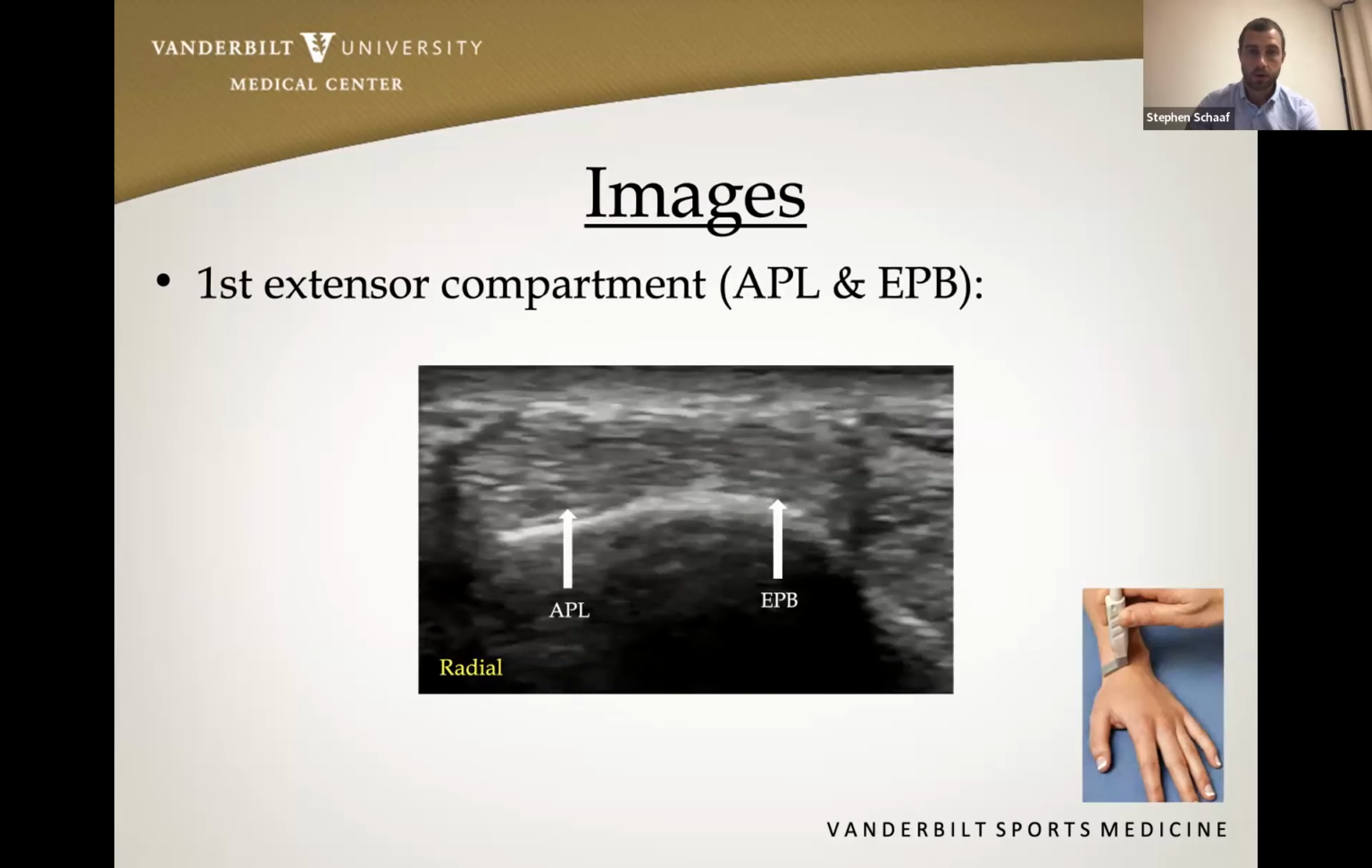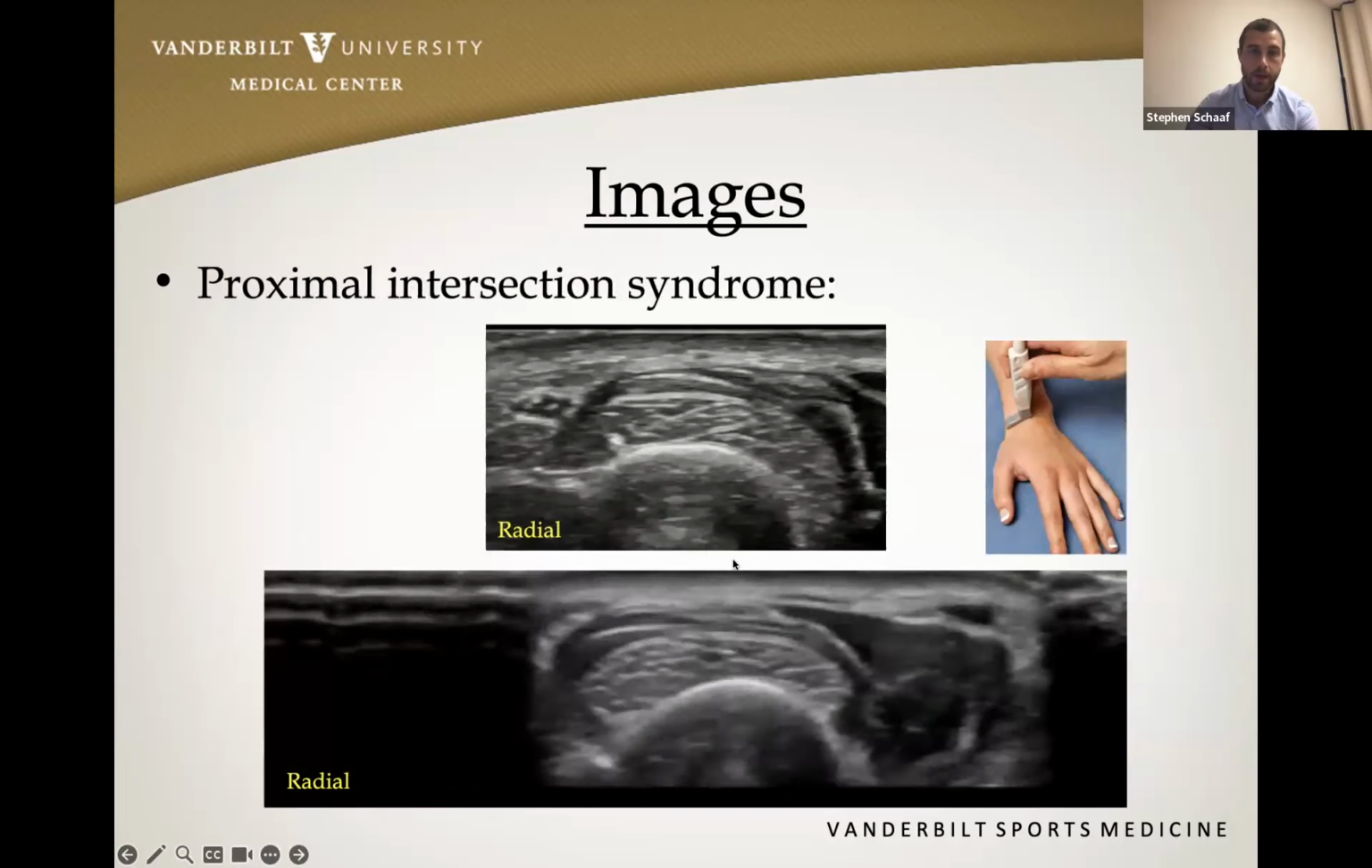So first I'm going to go more radial, and we'll look at that first extensor compartment containing the APL and the EPB. So these are images from this case. And once again, this isn't demonstrating any significant tendon tears or tenosynovitis that we're seeing at this location.